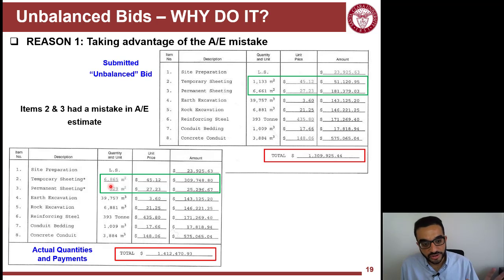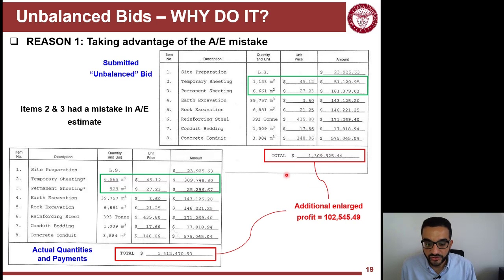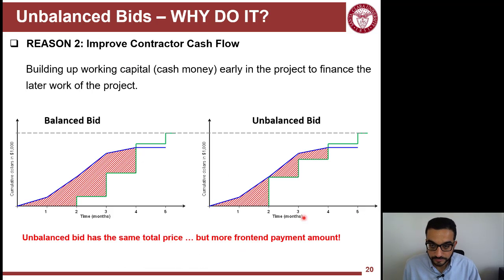So when this quantity changes, remember this is unit price, you are allowed to change quantities based on the project scope that is measured on site. So now you're going to get a lot of money. The difference between this number and this number, of course quantities change, but you're getting a lot of profit that's enlarged, not because the scope of work changed or increased, but because you used an inflated unit price to get more money than you should have gotten.